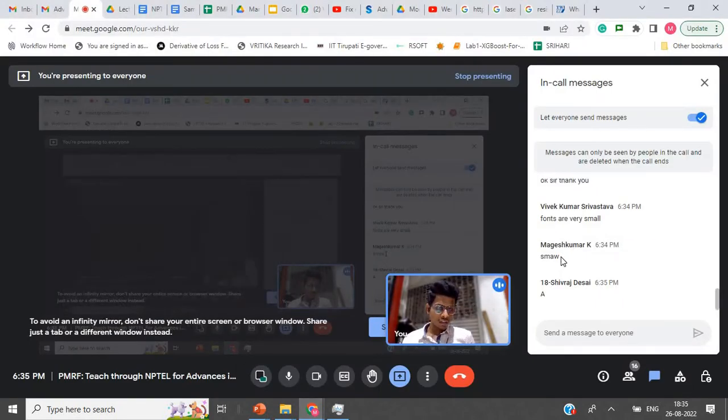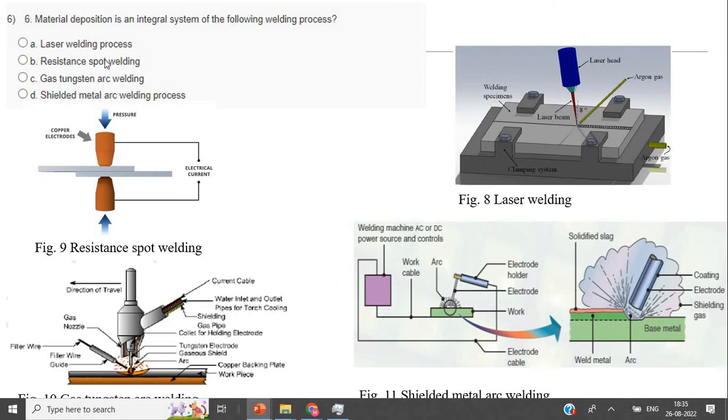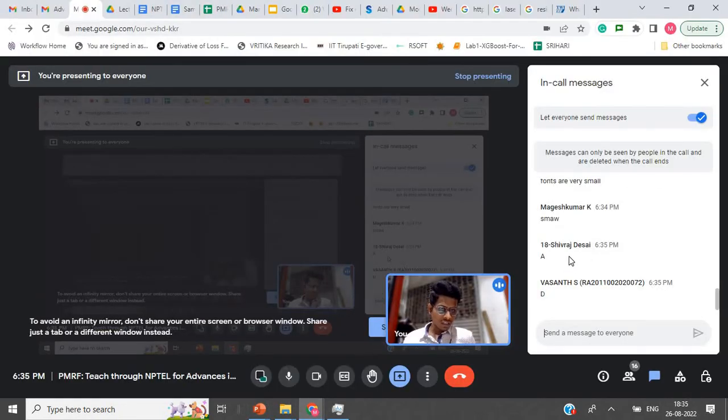So Magesh has said SMAW, Shivraj has said A. So Shivraj Desai is thinking it is A, laser welding. See, in laser welding, we can join without any filler metal, right? Only with the help of the high energy laser beam, the material will be fused and joined. There is no external metal deposition required. It means it's not an integral part. If required, we can use it, but that is not an integral part in laser welding. Did you get my point, Shivraj?